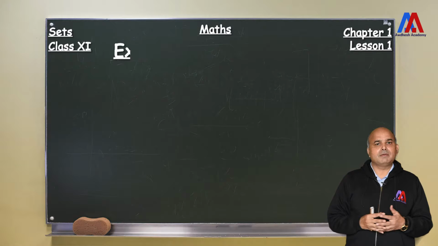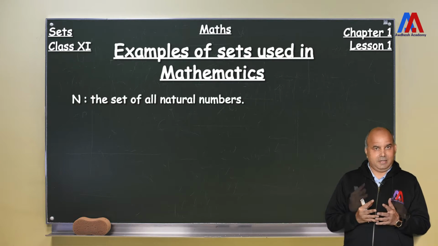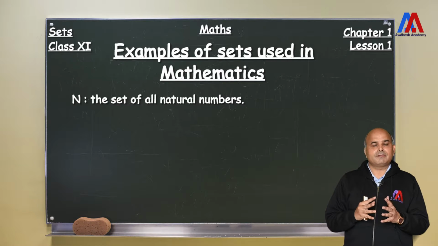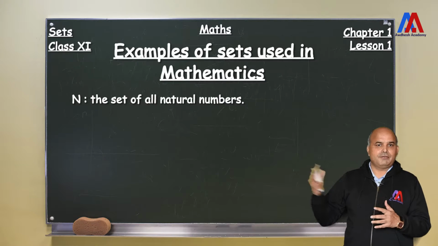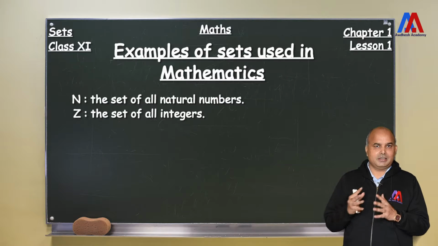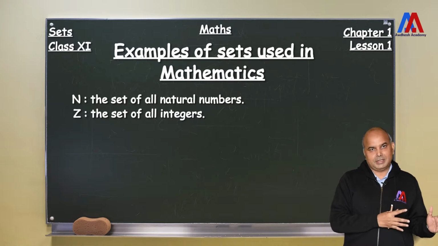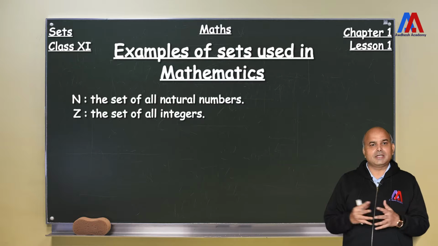Now let me give you some examples of the sets which are used in mathematics. For example, capital N generally denotes the set of the natural numbers like 1, 2, 3, 4. If you have these numbers, these are the natural numbers and capital N denotes that. Z is the set of all integers. Now integers are all the positive numbers like 1, 2, 3, 4. It cannot go into the negative side. So that is the set of all the integers.